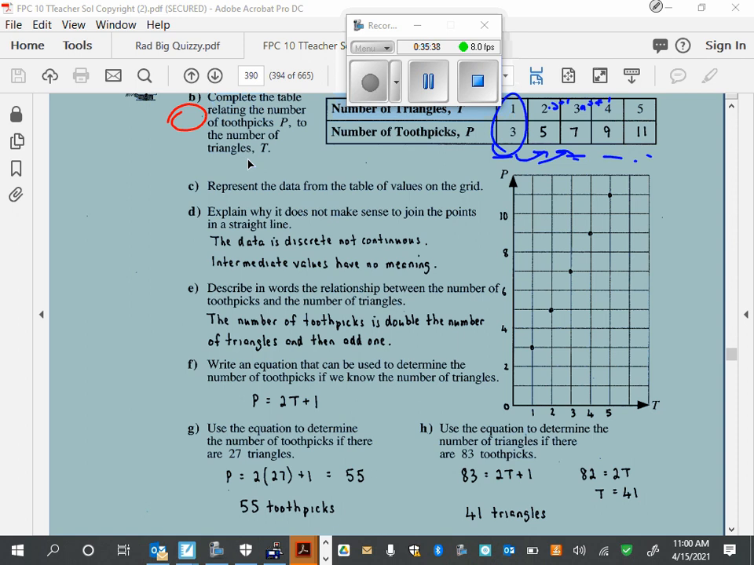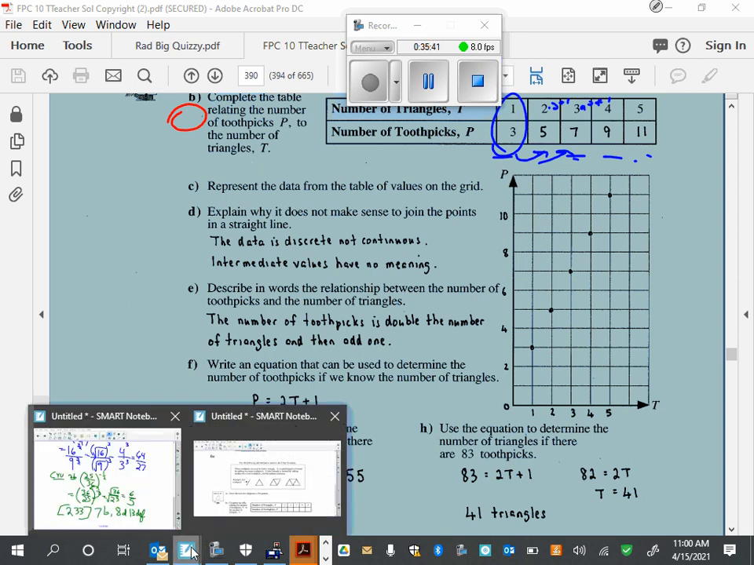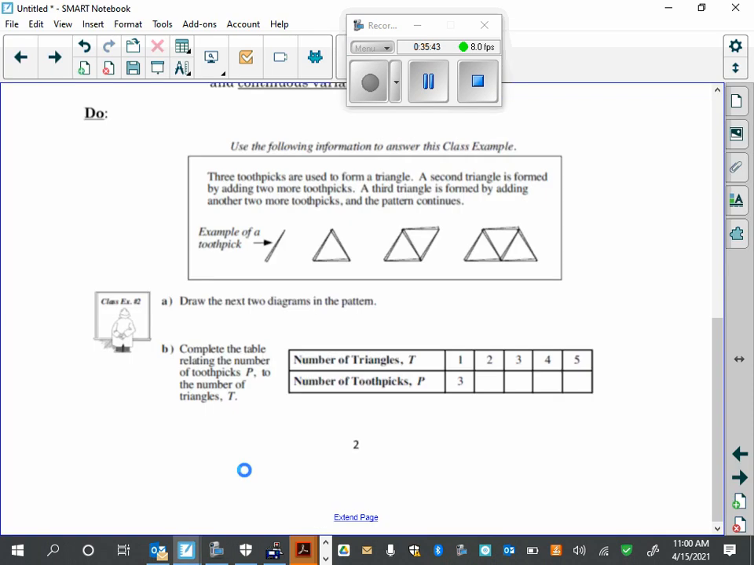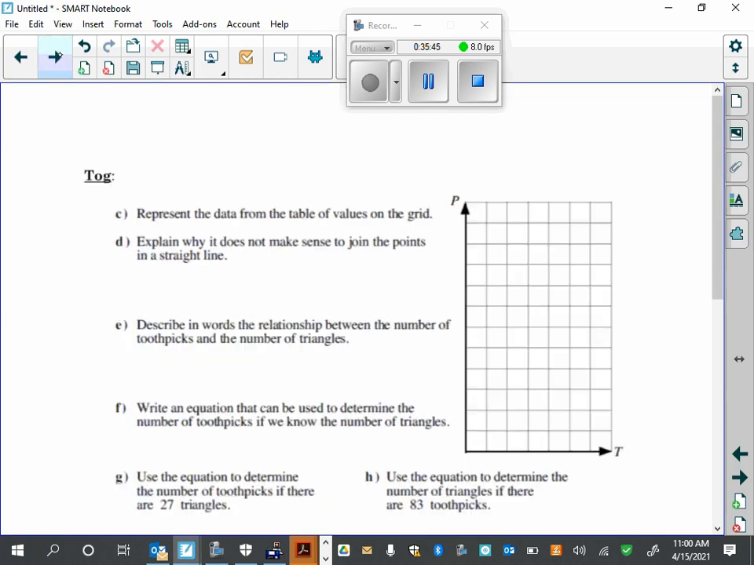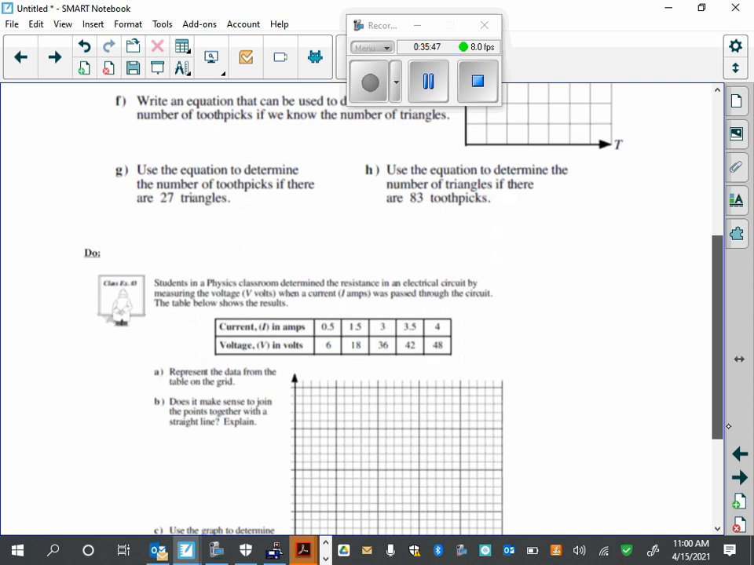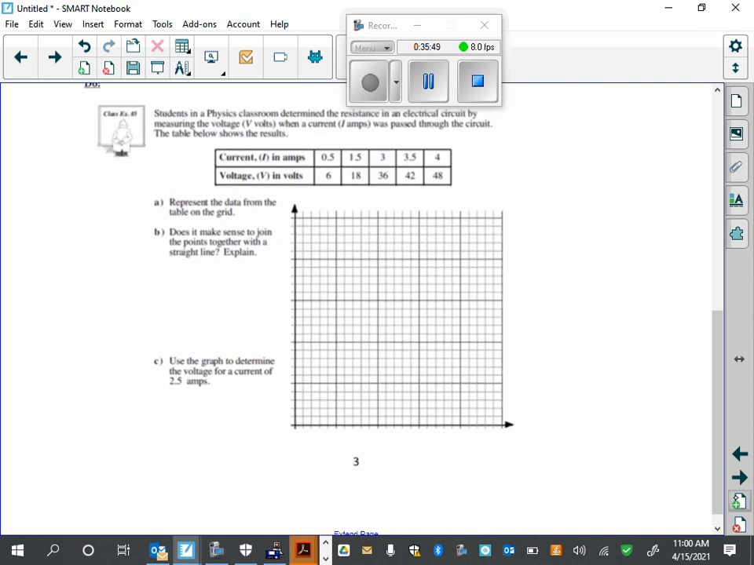So you're doing this one next. Next page. Here we go. You're in physics. Go, go, go, go, go. And there's questions on the next page.